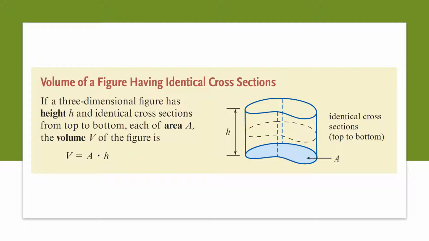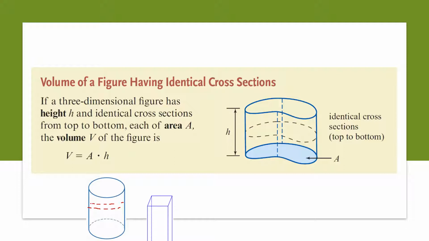So here are some examples of figures that have identical cross sections. First we have a cylinder. So this has an identical cross section because you could cut it at any point through here and you're going to get the same shape. So you can imagine this is maybe like a can of corn or something, and then you cut a slice out of it. It's going to have the same shape cross section no matter where you cut it.